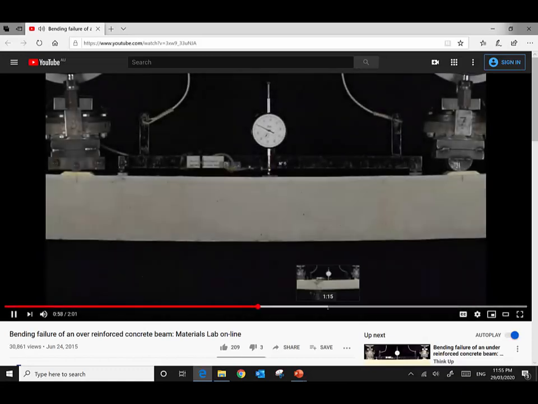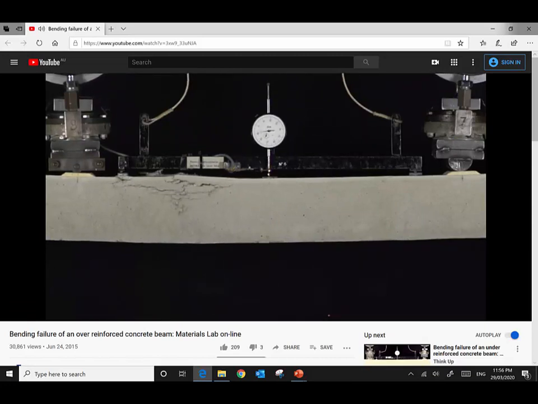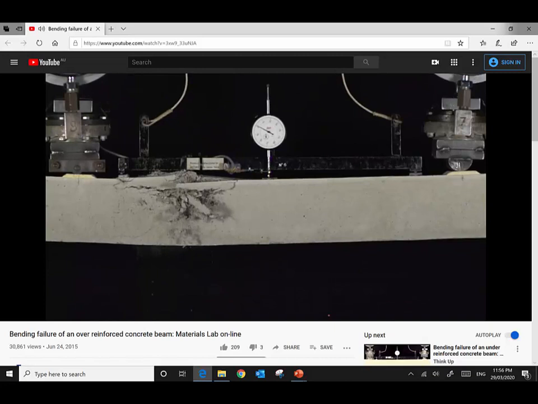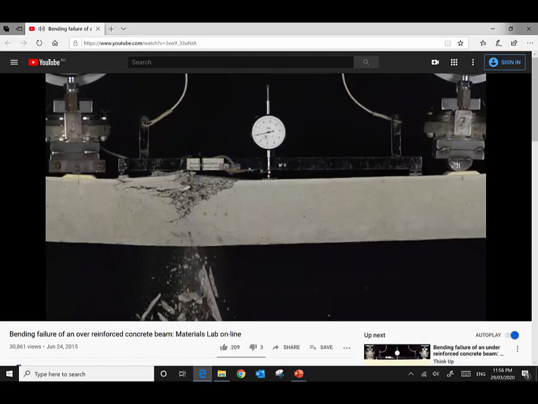Right, let's slow down the footage. Let's look at the top surface. Remember that the top side of the beam is under compression. Because we have heavily reinforced the lower part of the beam, which allows a large amount of tension to be carried, the same large amount of compression needs to be carried by the concrete near the top.